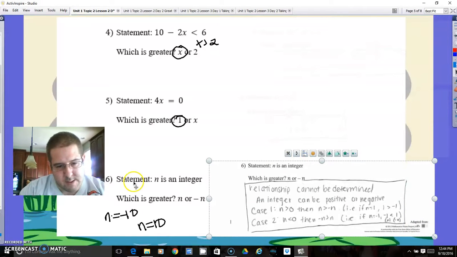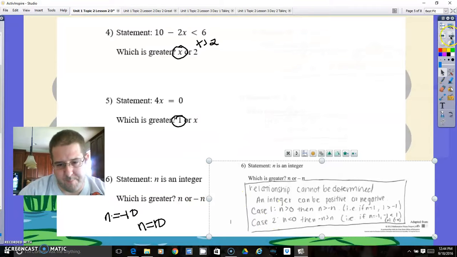If I had told you that n is a whole number, that'd be a completely different answer, other than the fact that 0 could have been the same for both, assuming that n was greater than 0. So that means that it's positive. All right, so let's move on.